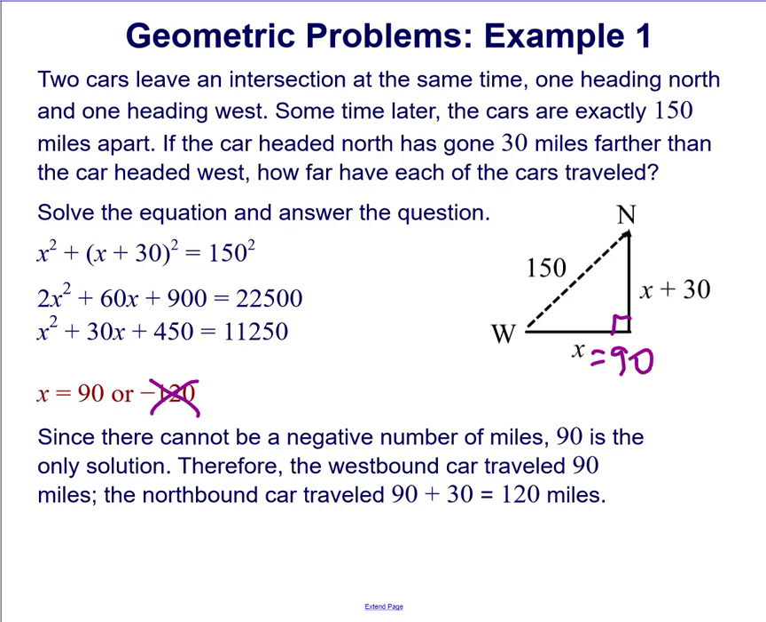And the other car traveling north went 90 plus 30, which is 120 miles. We've now found the distance that each car traveled.